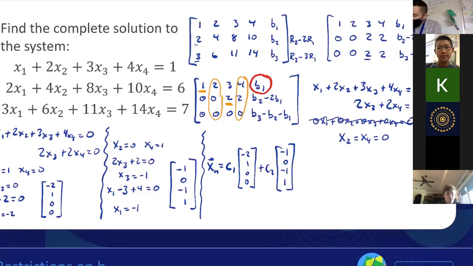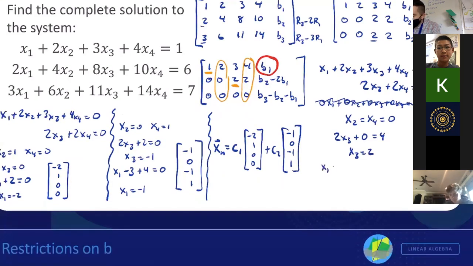So then we'll have 2x3 plus 0 equals 4. Okay, this is why we can choose zeros, because that won't make x3 0. It's going to make x3 2. And then we'll have x1 plus 2x2, okay, which is 0, plus 3x3, which is 6, plus 4x4, which is also 0, equals 1, which means we'll get x1 equals -5. So this is our particular solution, xp. -5, 0, 2, 0.